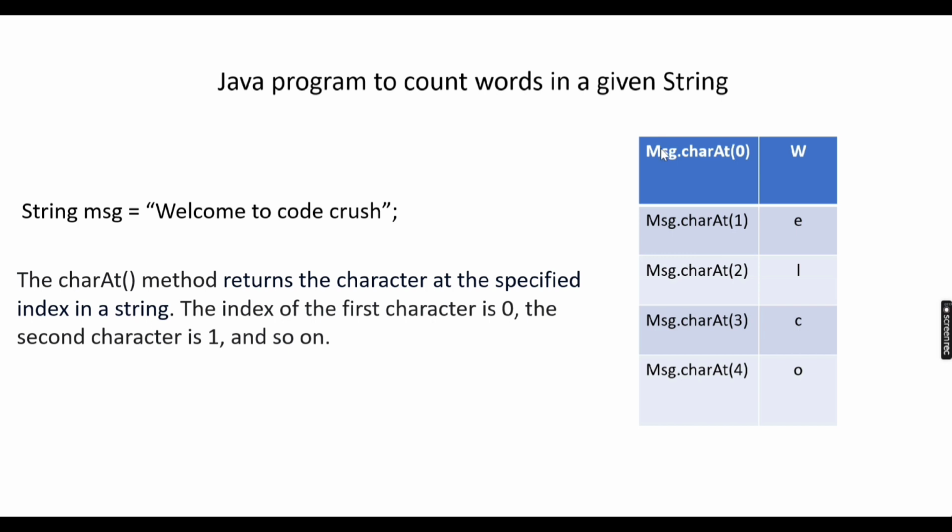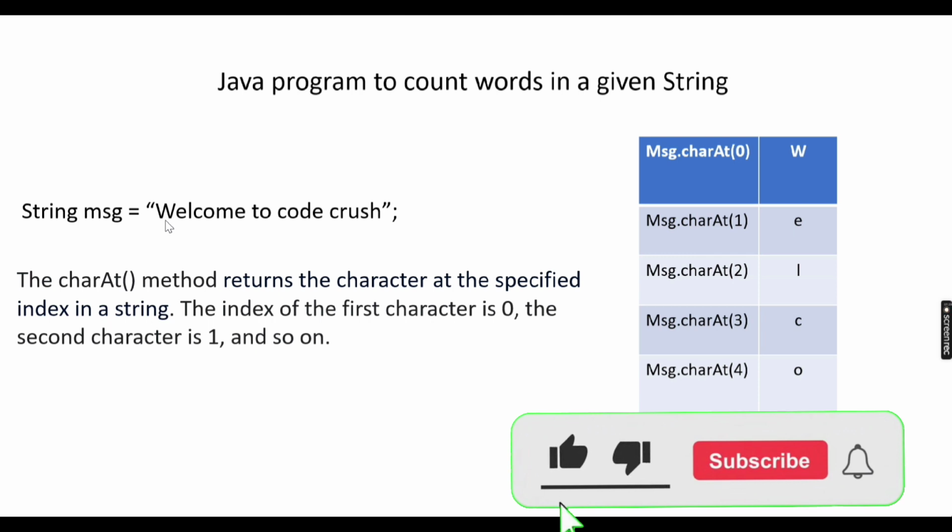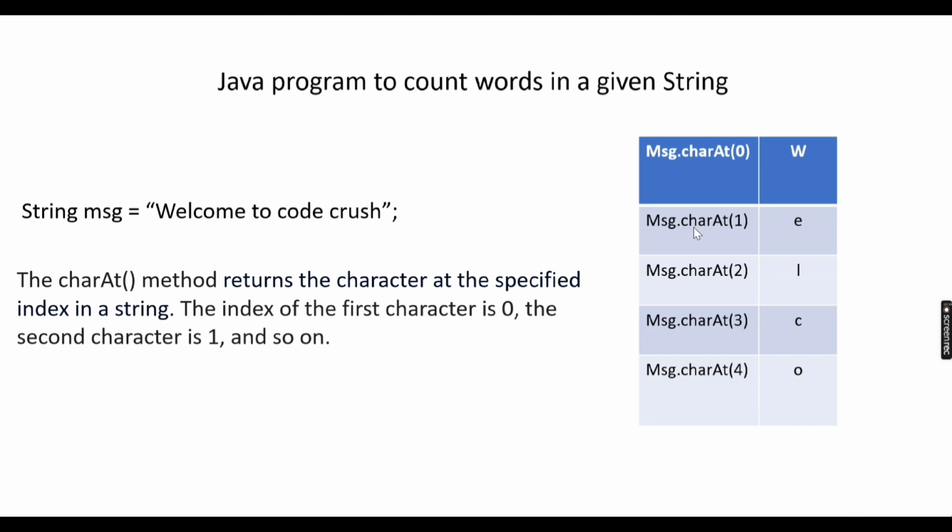For example, in this case, if you try to access message.charAt, so this is the method and here we have passed 0. This will return the first character. The first character present inside this variable is W, right? So this will get printed. If I try to access message.charAt(1), this will return the character at index position 1, which will be E, because this is 0, then first, then second, then third, and so on. This method is important to understand here. With the help of this method, we will try to count the number of words in a given string.